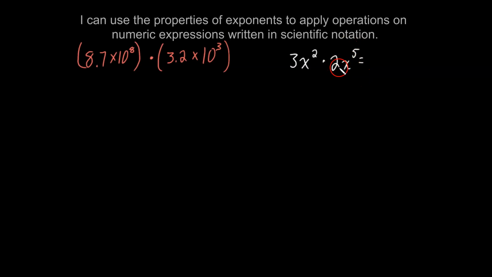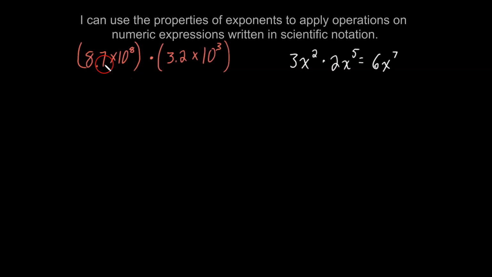What we would do is that we would multiply the coefficients together, right? We'd take 3 times 2, which would give us 6. And these have the same bases. They both have bases of x. So we'd take x, and then we would add 2 plus 5 together, and we would get 7. So our answer would be 6x to the power of 7. Well, let's kind of apply that reasoning to these numbers written in scientific notation.